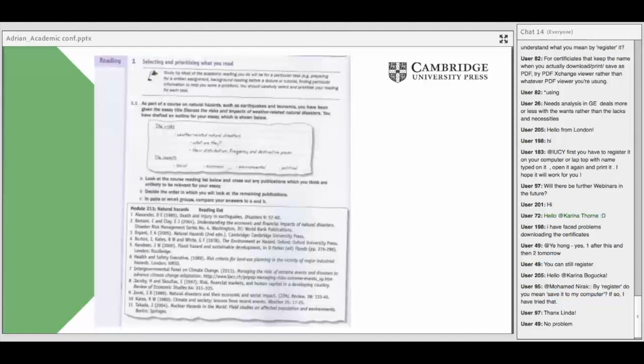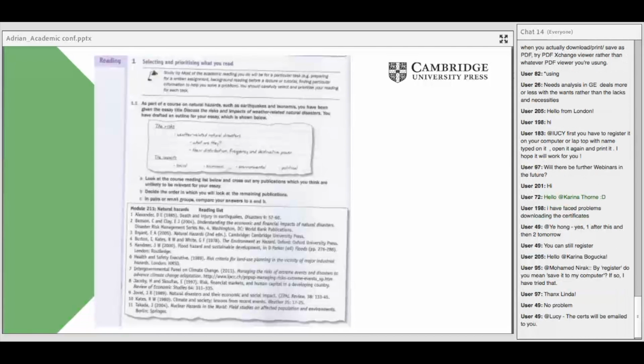And the first example is from Cambridge Academic English, actually, at the B2 level. And I don't know how well you can read this. I mean, this is just to give you a general impression of it. I hope you can see that the skill is very prominent here, selecting and prioritizing what you read. And students are taken through a series of EAP skills.